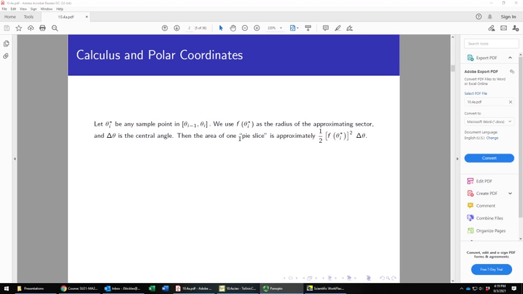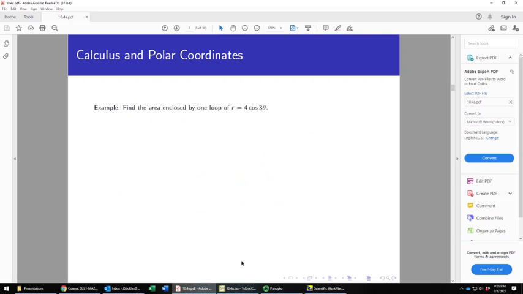Then we can figure out the area of one of those pie slices to be 1/2 the radius squared times delta theta. Add those all up to get a Riemann sum. Take the limit as n goes to infinity to get a definite integral. And this really should just be f of theta. I don't need the theta sub i star here at this point.